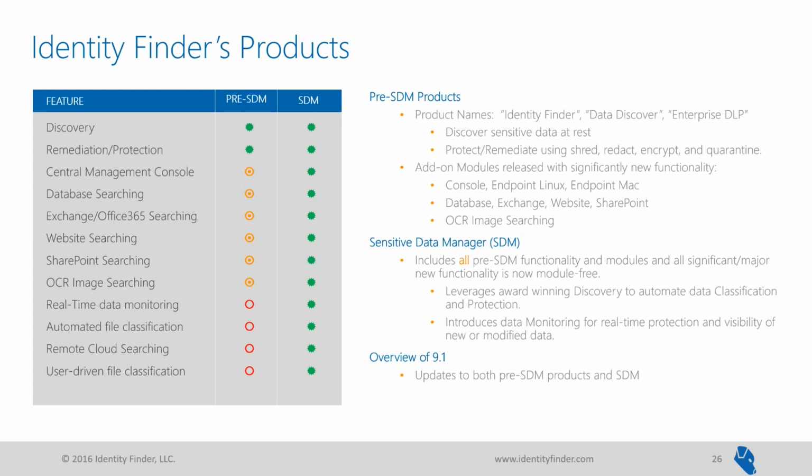In addition, there are components that we can't integrate into the older SKU, and that is specifically around real-time data monitoring, automated file classification, remote cloud searching, which we now do. We can remotely search data that your employees store in Dropbox or Box, and we're constantly adding new cloud providers like Microsoft and Google and Amazon. Again, we want to hear from you. Who else would you want us to add? Do you want us to add Simplicity? Do you want us to add others? Let us know. And then, of course, the user-driven file classification if you choose to make that available to your employees.